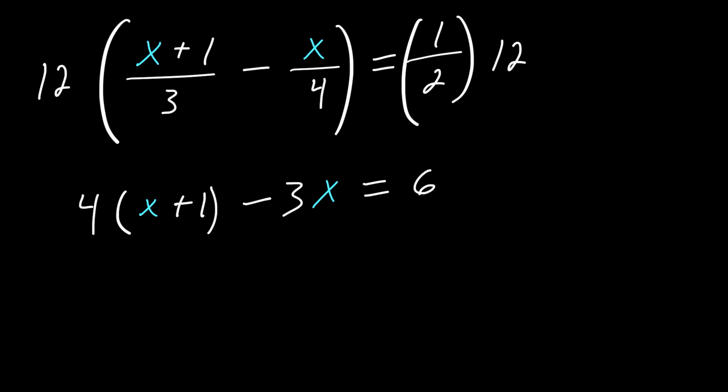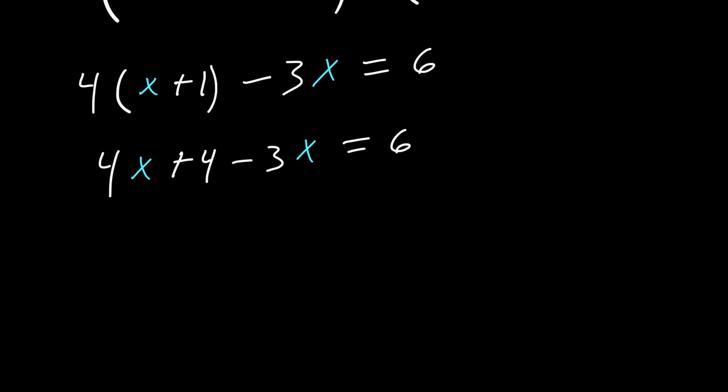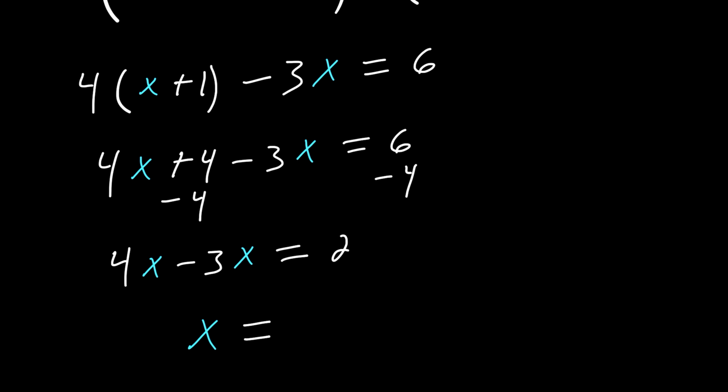So it's going to be 4x plus 4 minus 3x equals 6. Subtract 4 from here, subtract 4 from here, and I'm left with 4x minus 3x equals 2. And if I subtract 4x minus 3x, I'm just going to get x, and x equals 2.